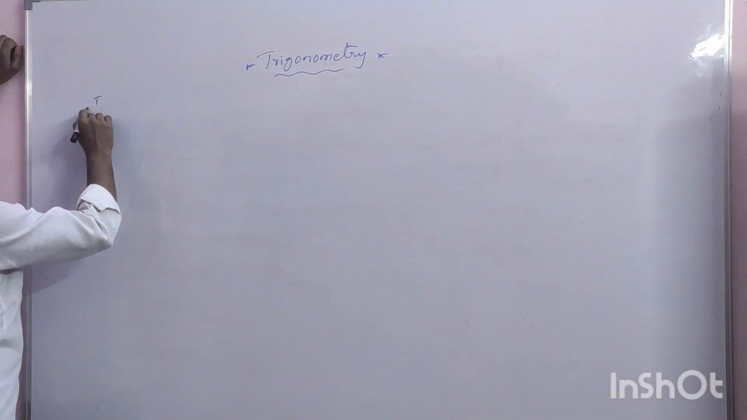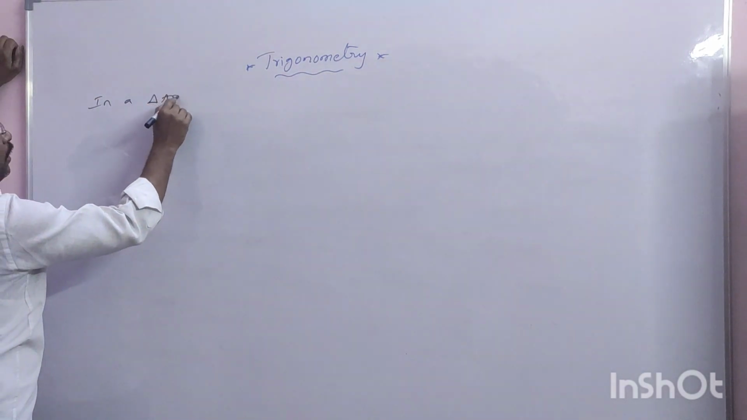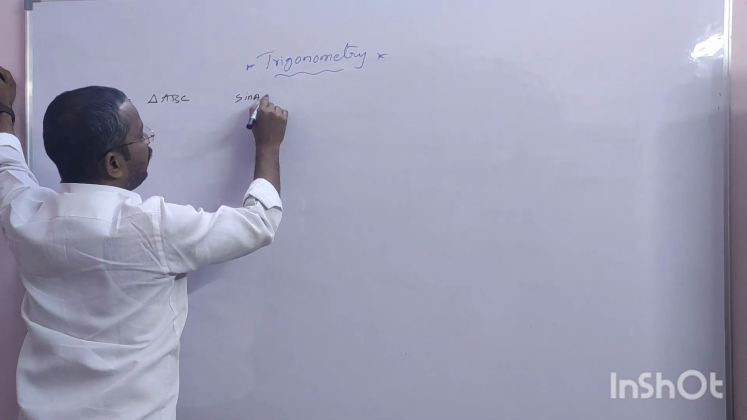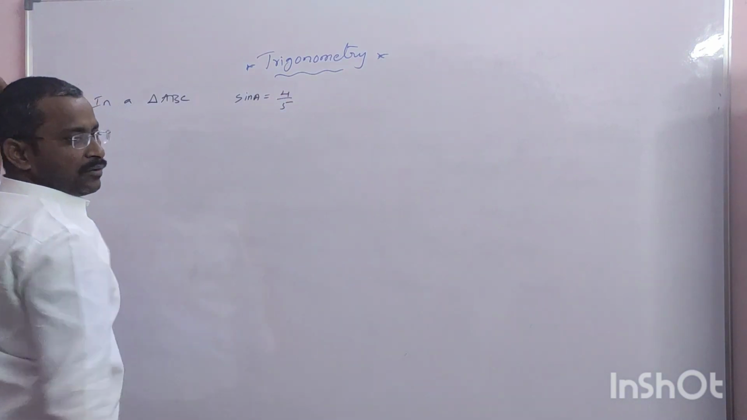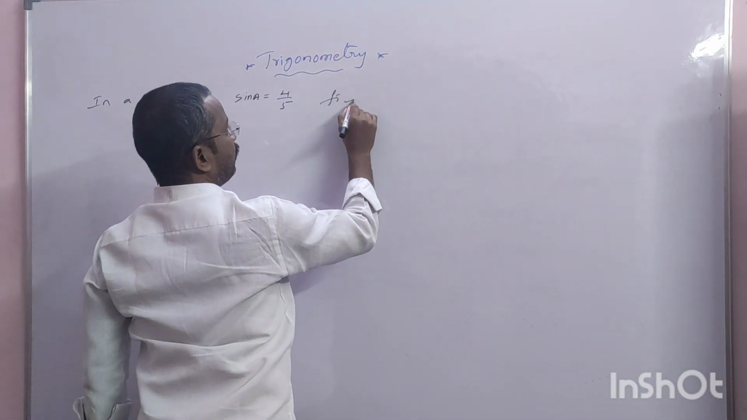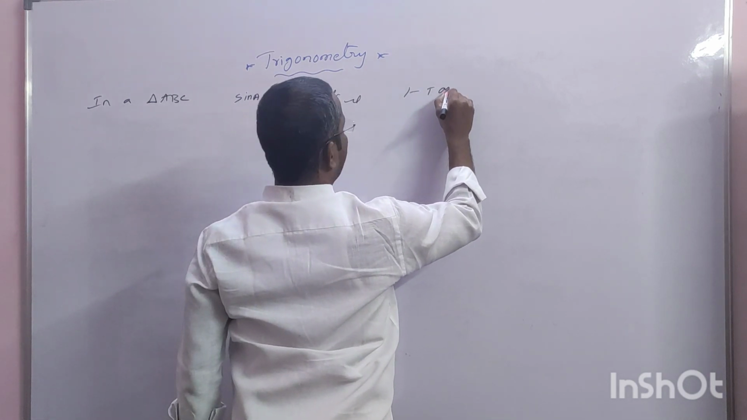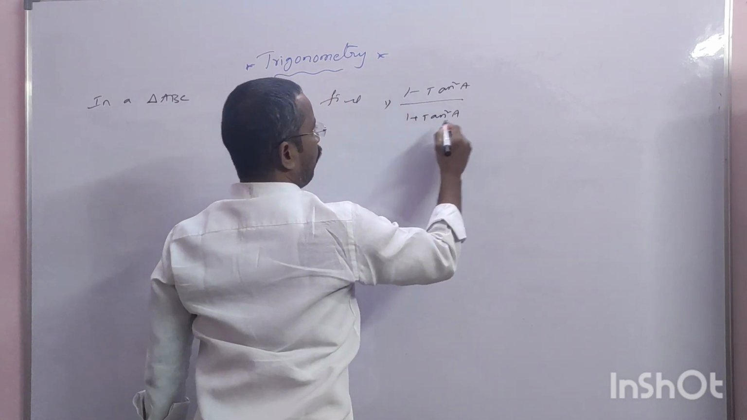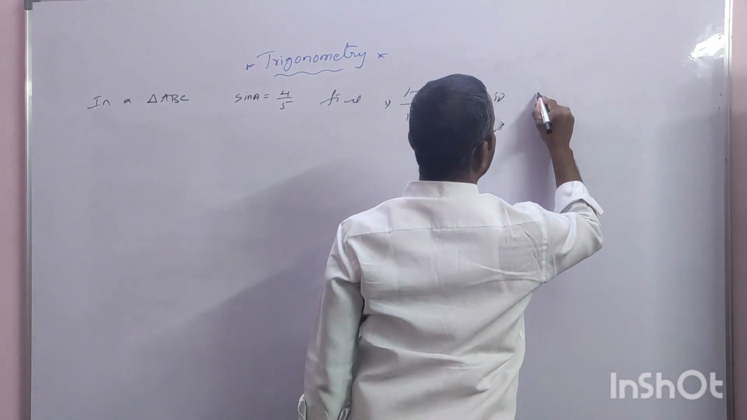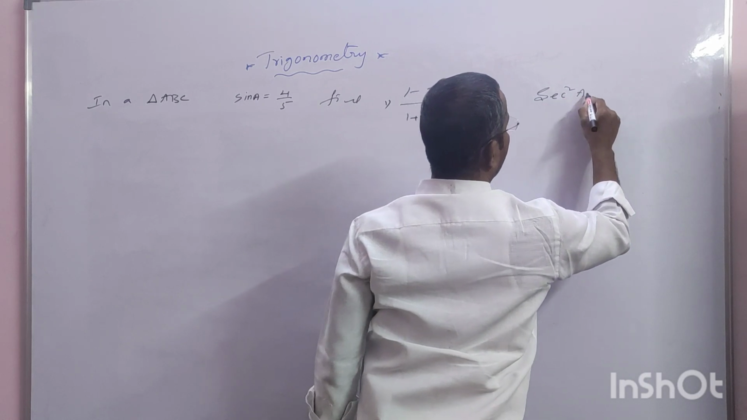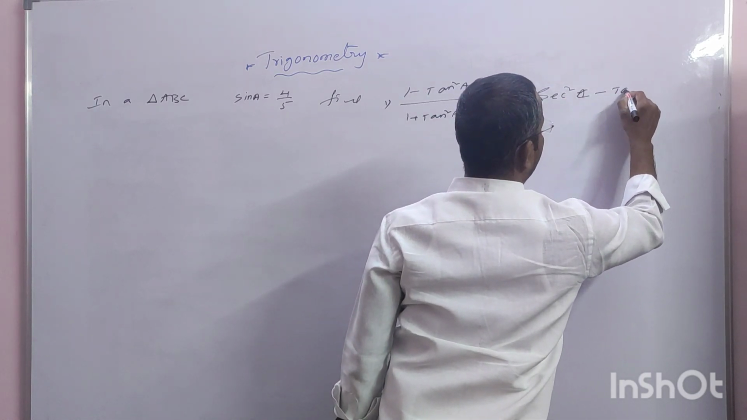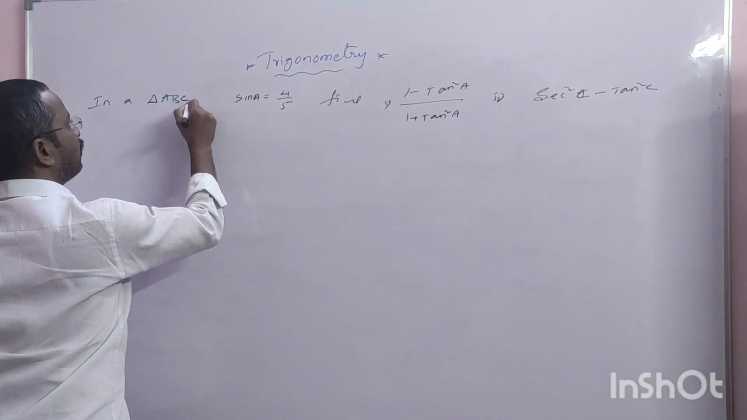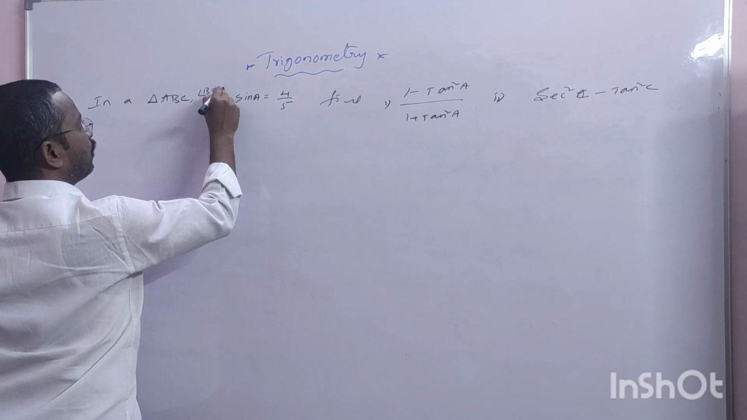The question will be like this. In a triangle ABC, sin A is equal to 4 by 5. Find 1 minus tan square A by 1 plus tan square A. That is question number 1. Question number 2, sec square C minus tan square C. This is the question. Okay, he will mention angle B is equal to 90 degrees.